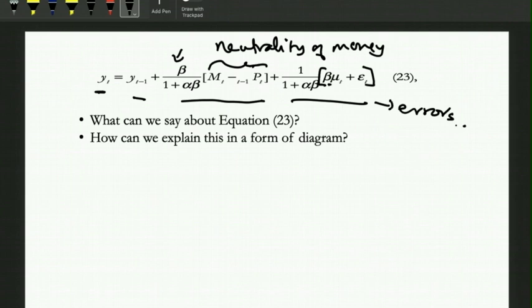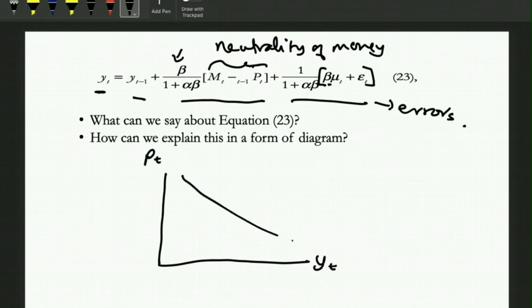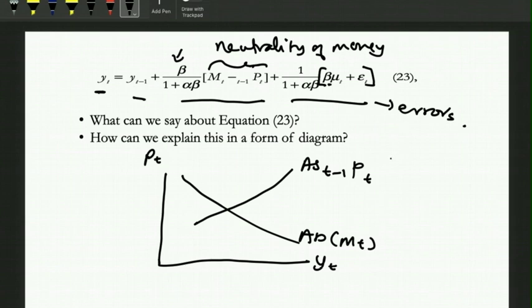Now can we explain this in the form of a diagram? Of course we can. So let's say I draw a simple diagram here. We have YT here and we have PT here. So AD as a function of money supply. Then we have AS as a function of expected price. So this is actually expected price. So in the initial situation, we have this and this, isn't it? So you have Y naught, P naught, for instance, at point A.